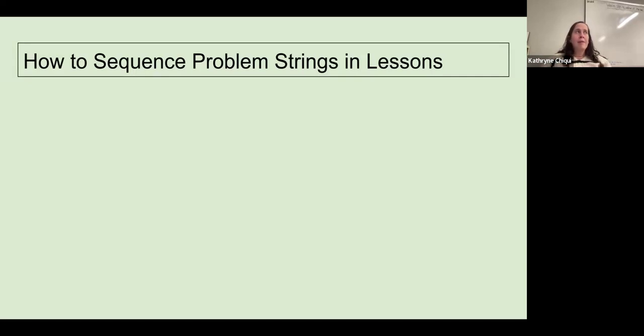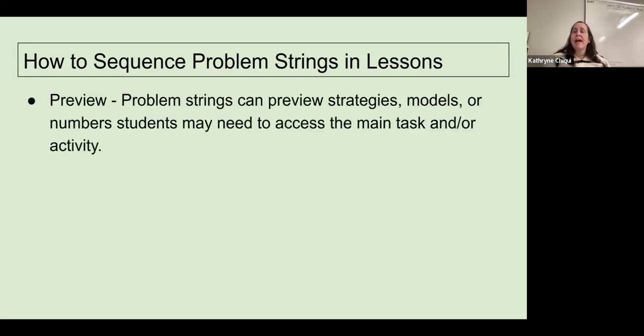And so as I developed my repertoire, you could say, and my access to various problem strings, I was able to start sequencing them more intentionally. I'm not as big of a big picture person, but I know that there are lots of people out there who really need that big picture to be able to then focus in on the smaller things. And so the sequencing piece, there are three main ways that I see and that I've learned problem strings work really effectively. The first is what we did today, and that was the preview. So problem strings can preview a strategy or a model or numbers that you want students to be able to access more readily for an actual activity.